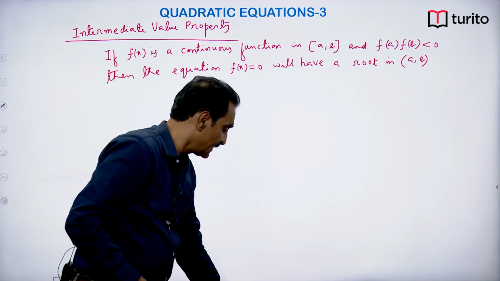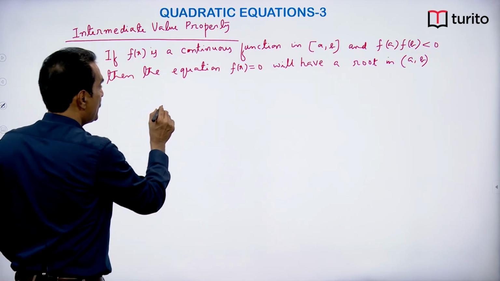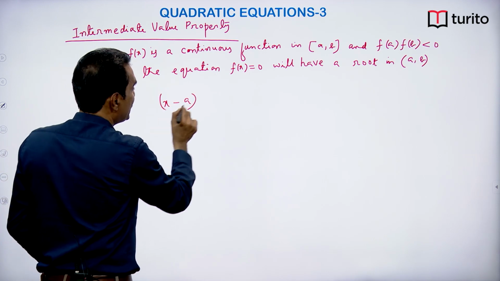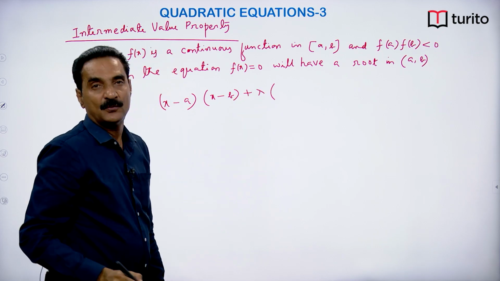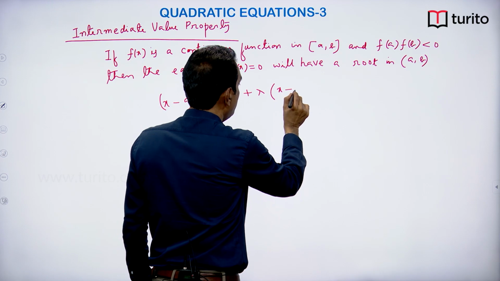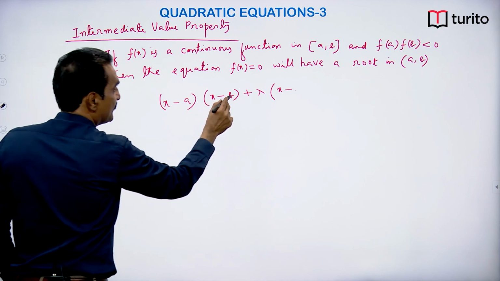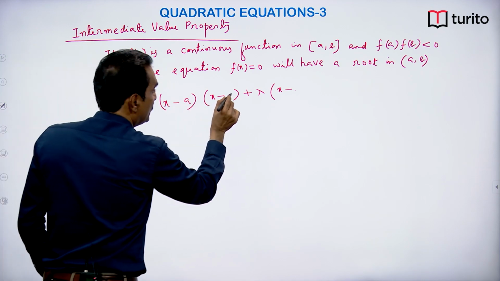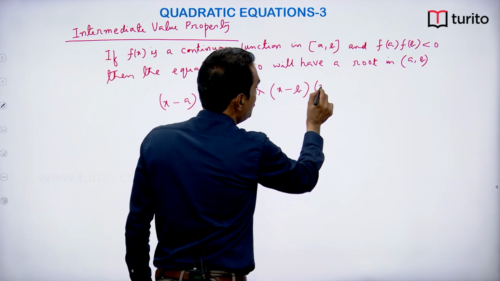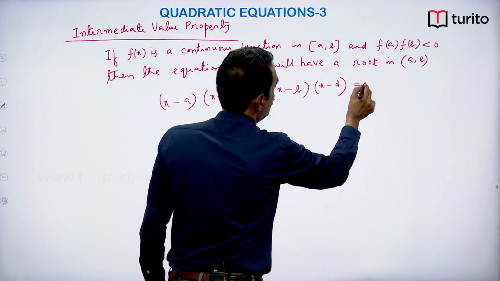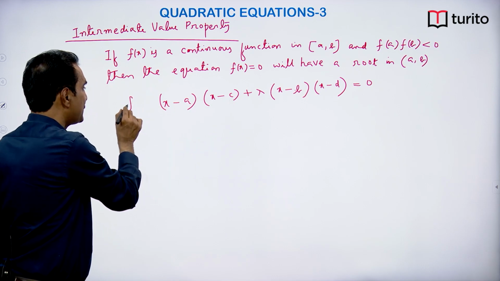What is the question? Quadratic equation is given, let us write it again here. (x minus a)(x minus b) plus lambda (x minus a)(x minus c), plus (x minus a)(x minus c) plus lambda (x minus b)(x minus d) is equal to 0. This is the quadratic equation. Let us denote this expression by f of x.